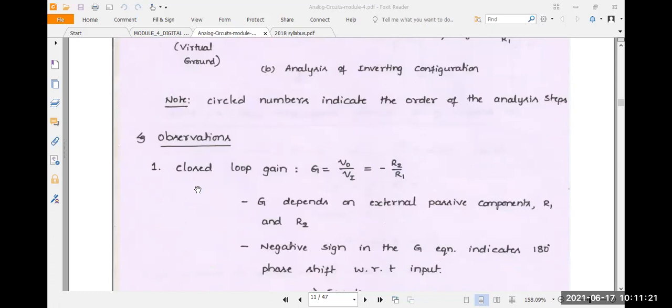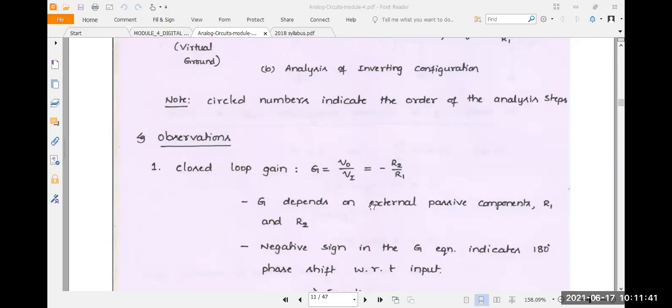After that, take some observations for the closed loop gain. G is equal to V0 by Vi, which is minus R2 by R1. So G depends on the passive elements, resistances R1 and R2. G is directly proportional to what here?